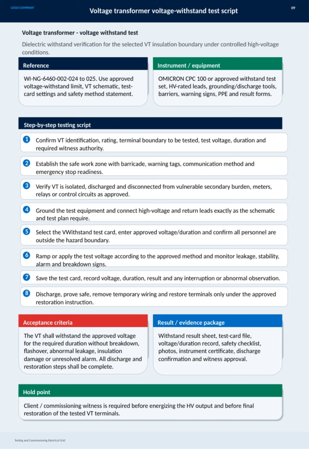The acceptance criteria here is that the VT withstands the approved voltage without breakdown, flashover, or insulation damage, and that all discharge and restoration procedures are fully completed. The evidence package includes test results, safety checklists, photos, certificates, and witness approvals. Lastly, there is a hold point, meaning the client or commissioning witness must approve before we energize the HV output and proceed with final restoration. This ensures safety and compliance throughout the testing process.